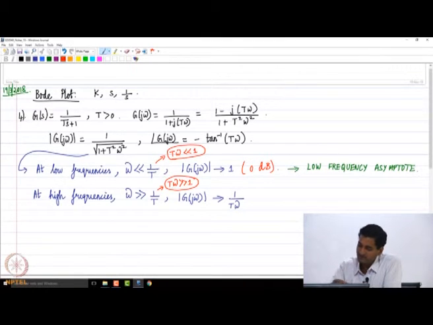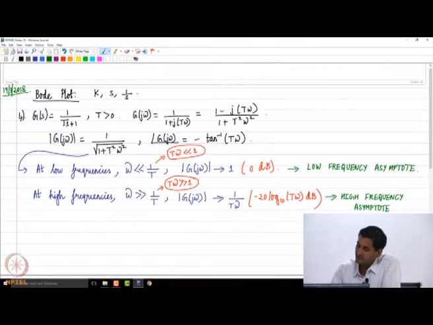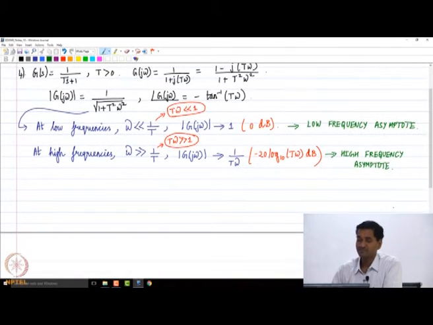Or in decibel measures, it is going to be minus 20 log to the base 10 of T omega decibels, right? Because you take the logarithm to the base 10, you will get minus log 10 of T omega, and multiply by 20. That is how you get this measure. So this is the value to which the magnitude will tend at high frequencies. That's why it's called a high frequency asymptote. Okay, so I hope it's clear what the low frequency and high frequency asymptotes are.